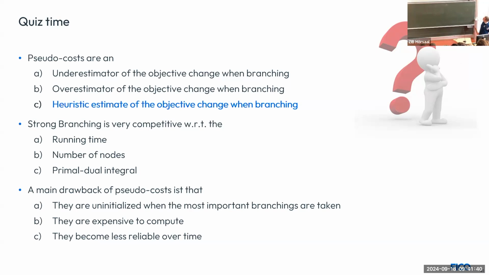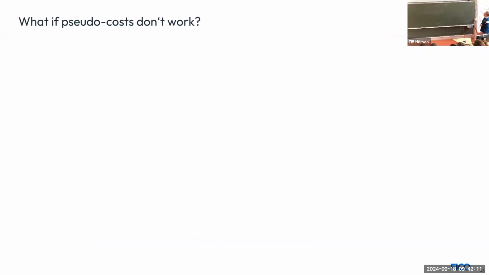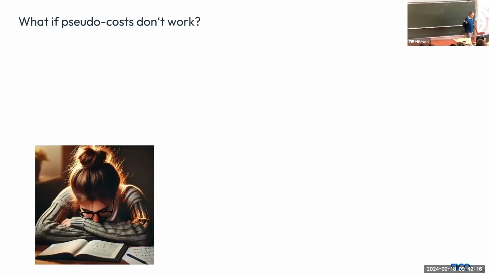Then question number 2, strong branching. When is it very competitive, very effective, for which measure? Yeah, great. So it's very competitive with respect to the number of nodes, not so much for the other ones. And then the final question, a main drawback of pseudo-costs are. Yay. So they are all uninitialized when the most important branchings are taken. Cool, you get the main takeaway messages. That's great, so all good now. Well, but what if pseudo-costs don't work? Sorry, I have to be pessimistic here.